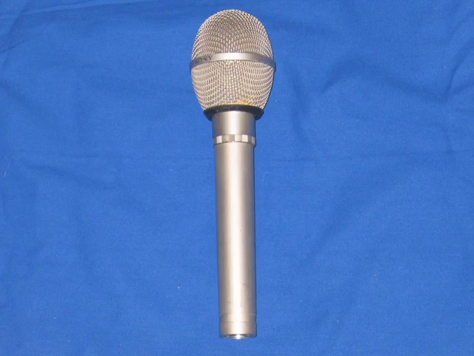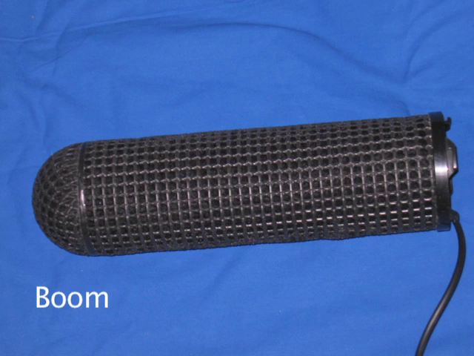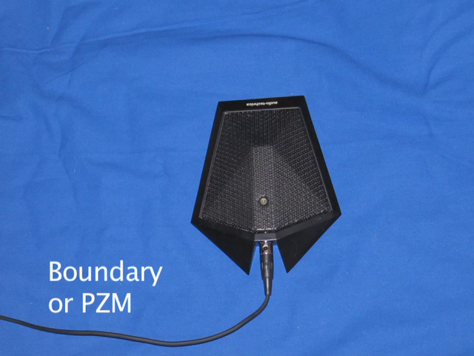The first is a handheld or mountable on a microphone stand. These are usually cylinder shape. Boom microphones are usually used in video or film production to gather sound from a distance. Boundary or PZM mics gather sound that bounces off a table or wall into the microphone.